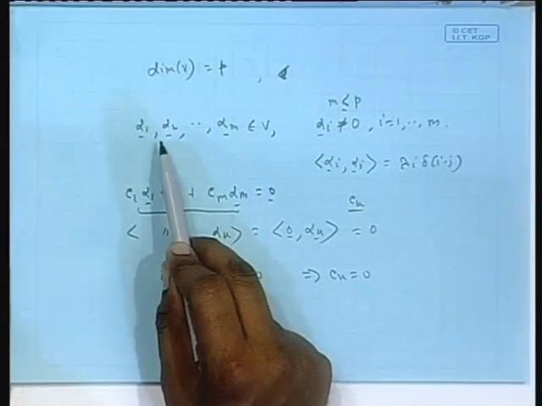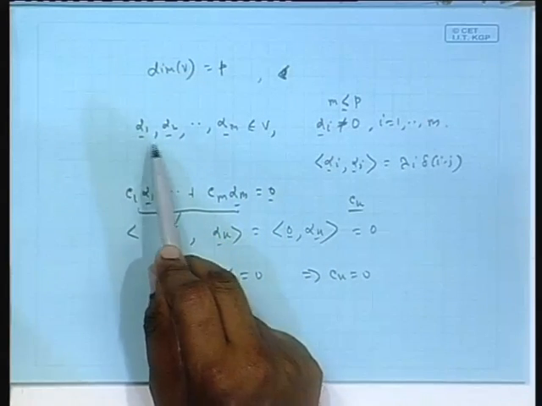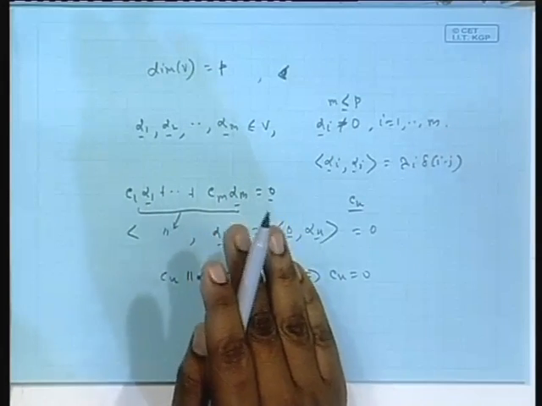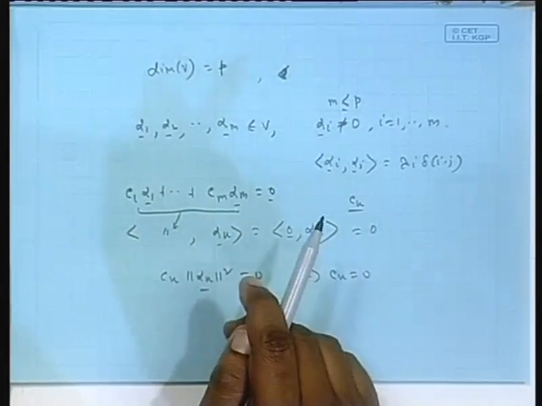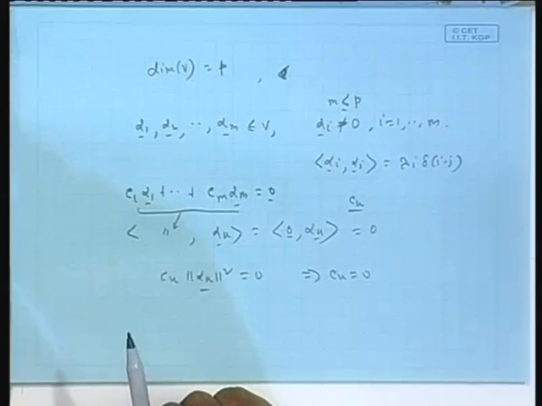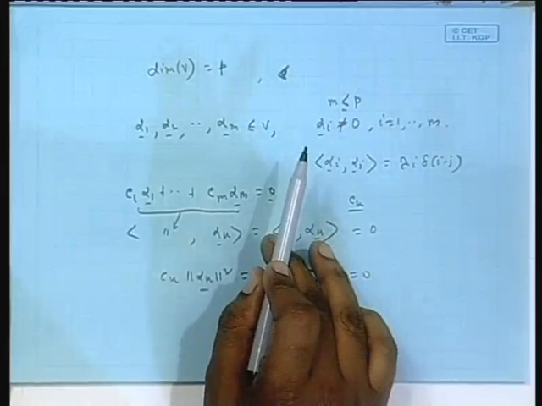Now, I just said that suppose it exists. Whether this kind of thing exists or not, we will see a little later. But suppose you take alpha 1, alpha 2, up to alpha m, what is the largest value of m that can be? m can be equal to at most p.